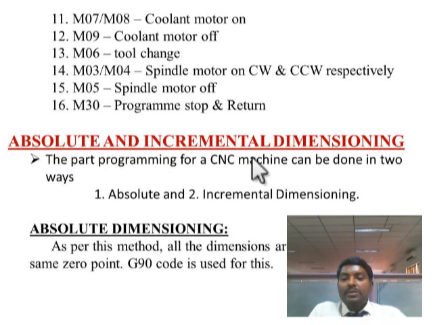So now we will see what you mean by absolute dimensioning, and next we will see what you mean by incremental dimensioning. In absolute dimensioning, all the positions of the cutting tool will be measured from the same zero point. That is, here the zero point is fixed, it will not be changed. So all the positions of the cutting tool will be measured from this zero point. If you create a CNC program by indicating the position of the tool with respect to the same reference point, that is called the absolute dimensioning method. So for absolute dimensioning, the G90 code will be used.